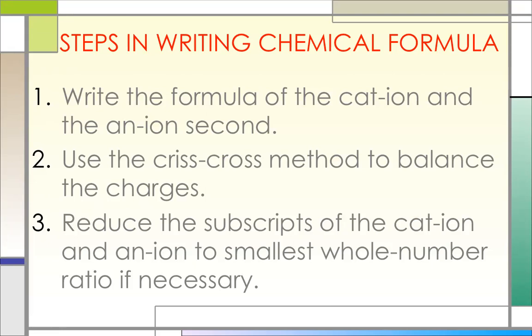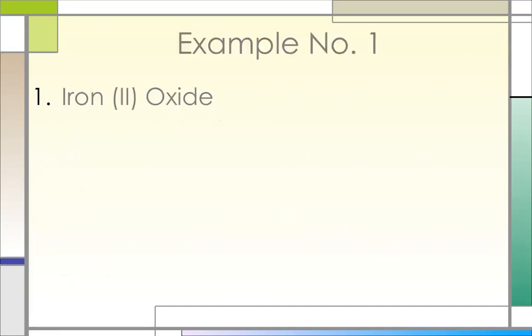Next, use the crisscross method to balance the charges. Always remember to use the crisscross method. Then reduce the subscripts of the cation and anion to the smallest whole number ratio if necessary. Again, the subscripts represent the number of atoms.